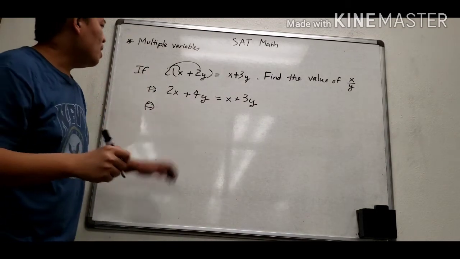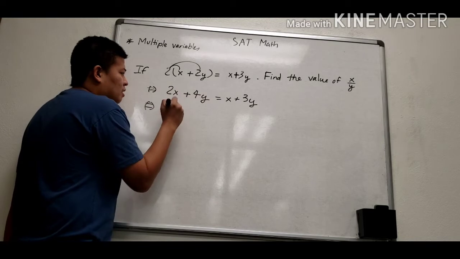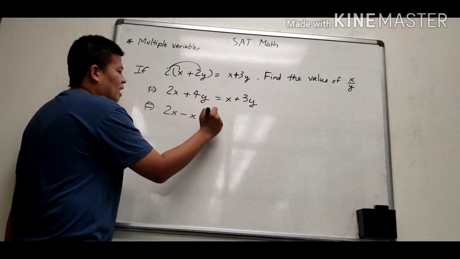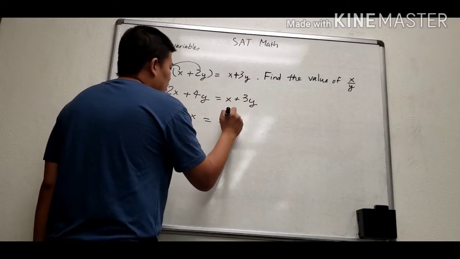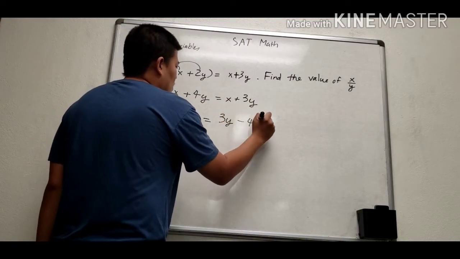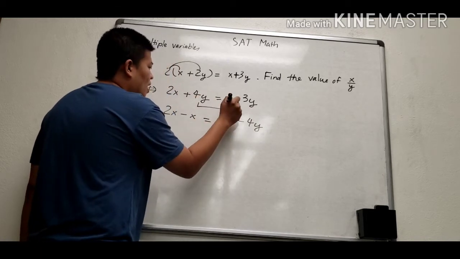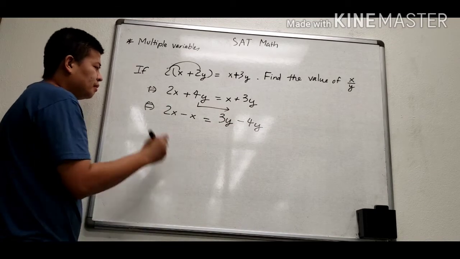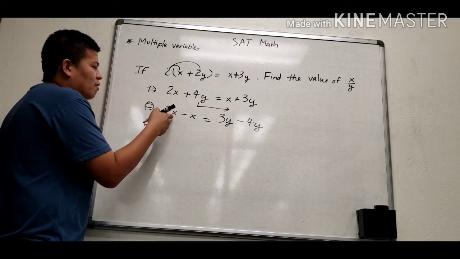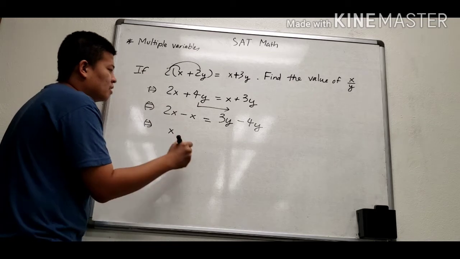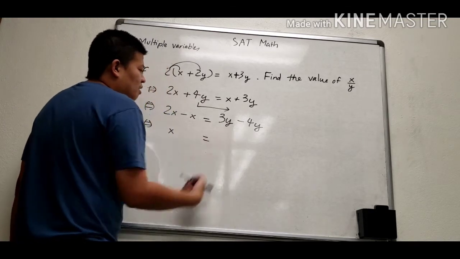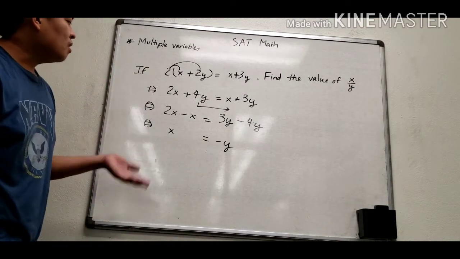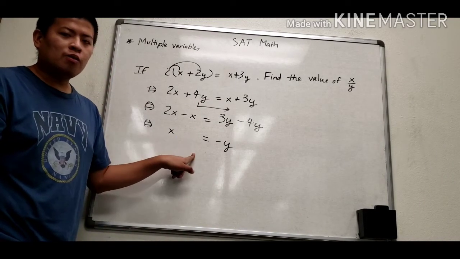In here we have 2s, and we move the s, so we have minus s. We have the 3y, and we minus 4y. Because we move to the right, the sign changes from positive 4y to negative 4y. We have 2s minus s is s. 3y minus 4y is minus y. Right now, we have s equal to minus y.